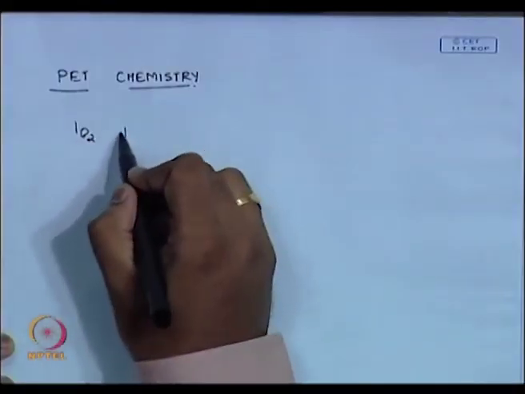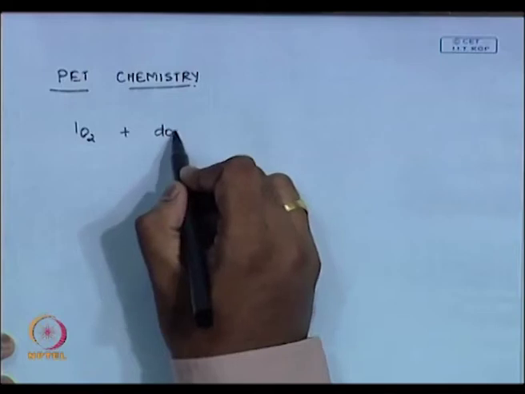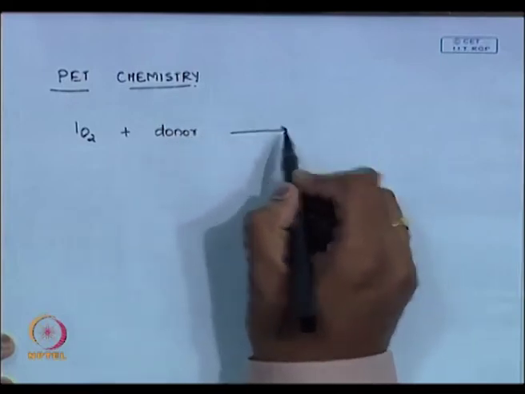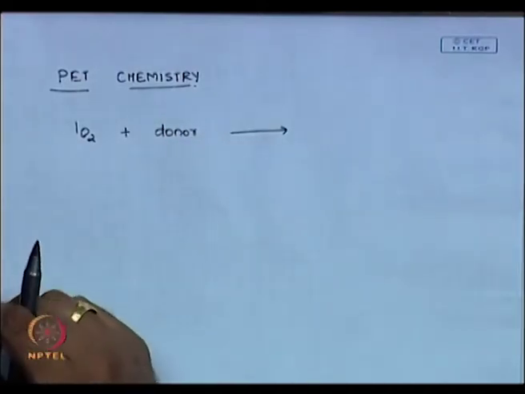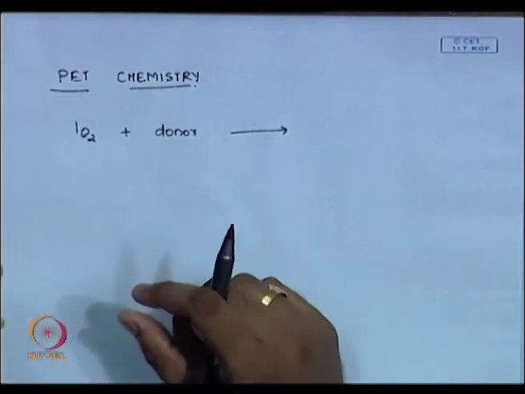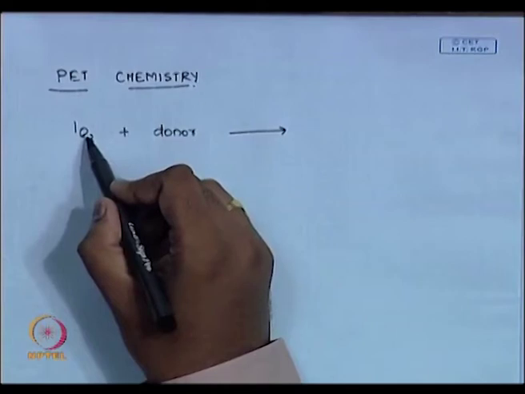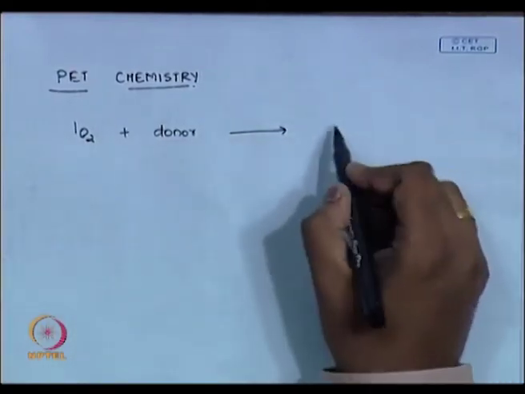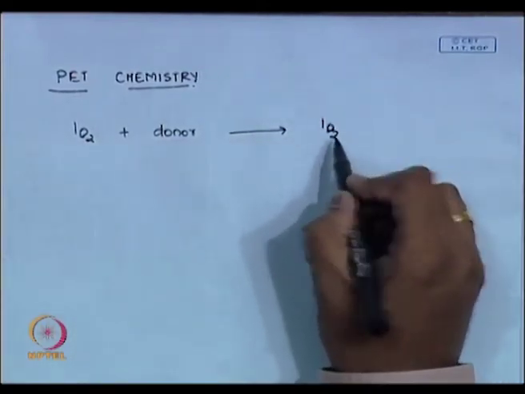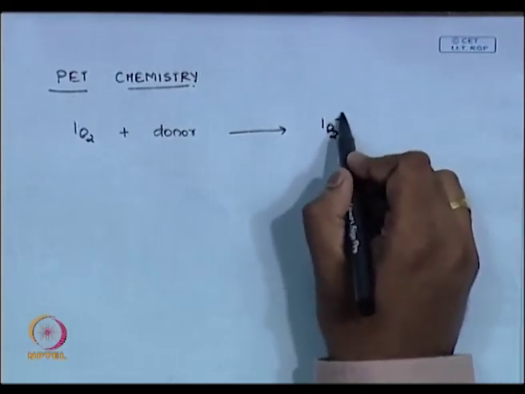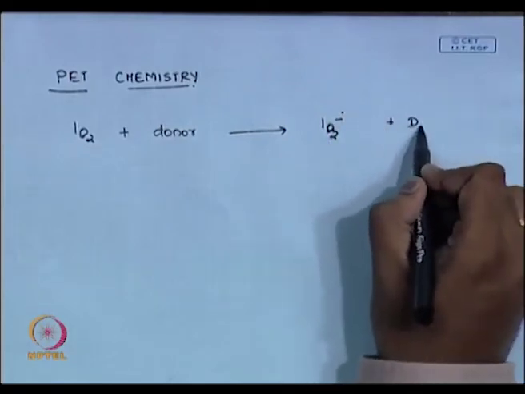Singlet oxygen plus, if you have a donor, you generate singlet oxygen. You have a donor, so what happens? A donor can give an electron. That's your PET chemistry, right? So you get singlet O2 plus D dot plus, right?